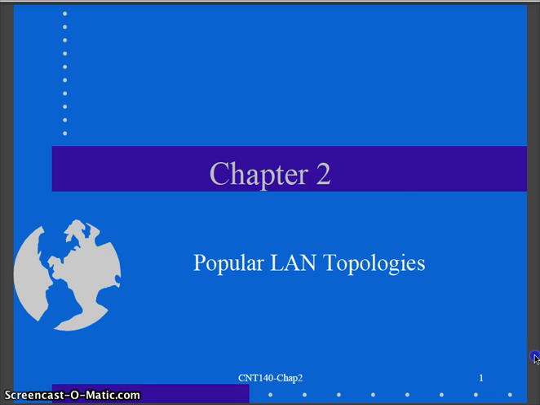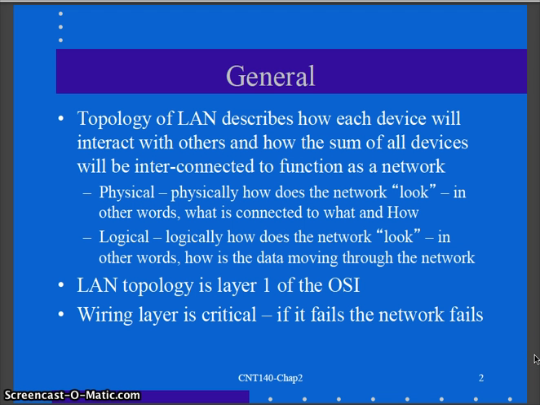Alright, so we're looking at popular LAN topologies, and the reason the book's talking about this is because the wiring of our building does affect kind of the topology of our network. That sort of idea. These kind of have to go hand in hand, my cabling and how things hook up. So they're mentioning this to get you thinking. When I specify a certain type of network, a certain topology goes along, I wire it a certain way, kind of thing. So, topology of LAN describes how each device will interact with each other.